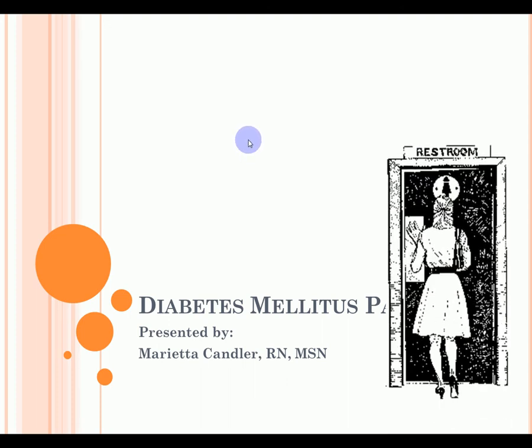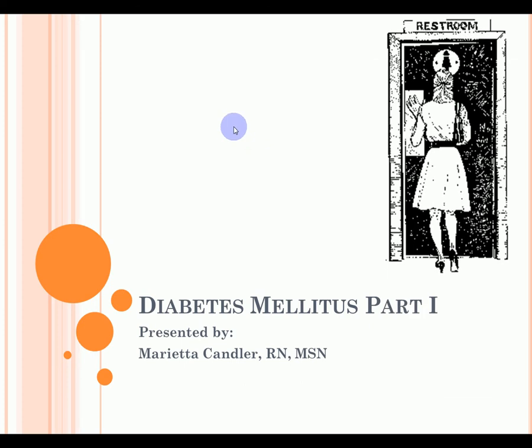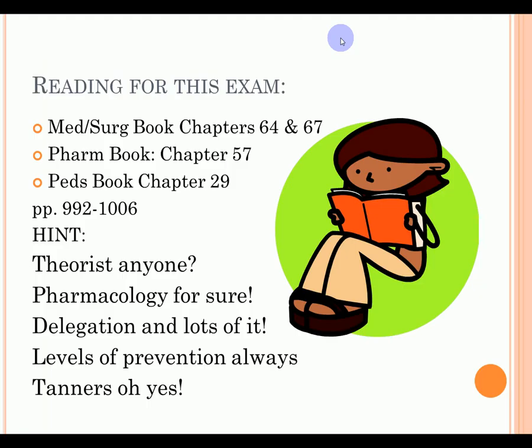When you talk about diabetes in general, it has become an epidemic problem almost. So it is something that if you have not had much contact with your patients, you surely will in the future. So it's very important that you understand diabetes. For reading for this exam, your Med-Surg book for just the diabetes part of endocrine will be chapters 64 and 67. Pharmacology book will be chapter 57, and your PEDS book will be chapter 29, pages 992 through 1006.